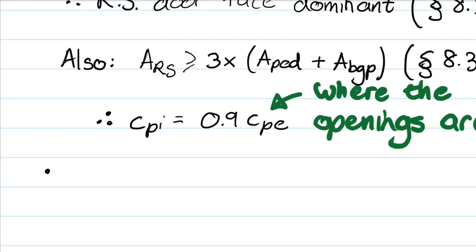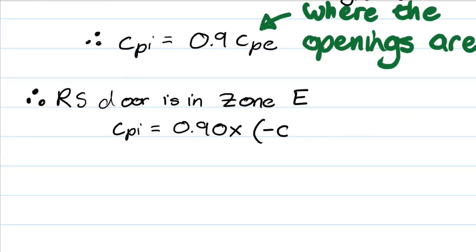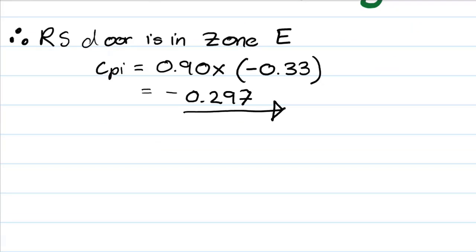Therefore, as I mentioned, your CPI, your internal pressure, is now a function of the external pressure at zone E, and there was a suction, so we are creating a suction within the building. It is pulling away from all the surfaces, sucking it inwards.